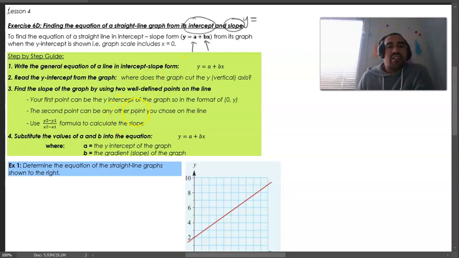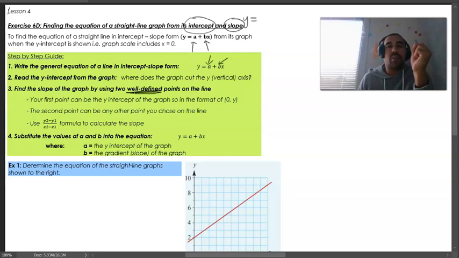Number one, we're going to write the general equation of a line in intercept slope form, y equals a plus bx. We always write this so we know what we're looking for, namely a and b. Number two is we're going to read the y-intercept from the graph. Where does the graph cut the vertical axis? Number three, we're going to find the slope of the graph by using two well-defined points on the line. And well-defined, I'm going to underline, because it's just another fancy way of saying whole numbers.